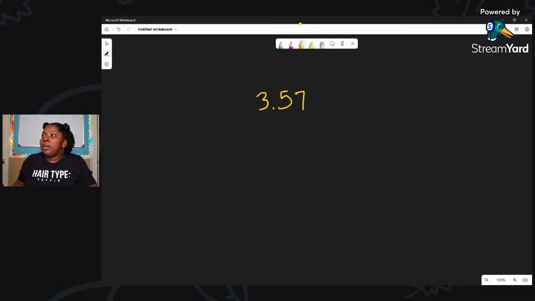So 3.57, and I'm comparing it with a 4. Okay. Again, that 3.57 looks big because it has a whole bunch of numbers. However, this is $3.57, and this is $4. Which is bigger? The $4. So when it comes to comparing decimals, you have to have the same number of digits.